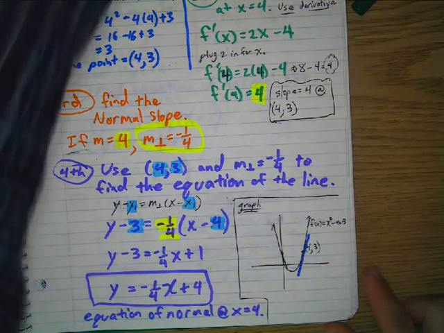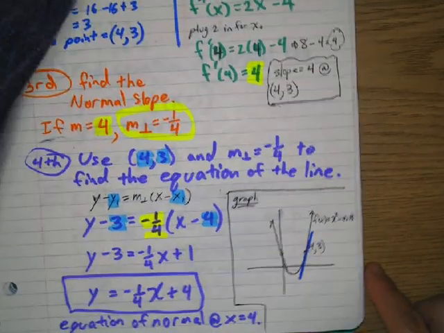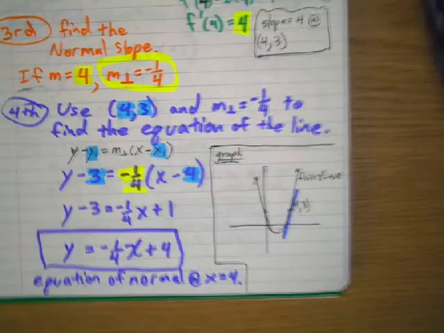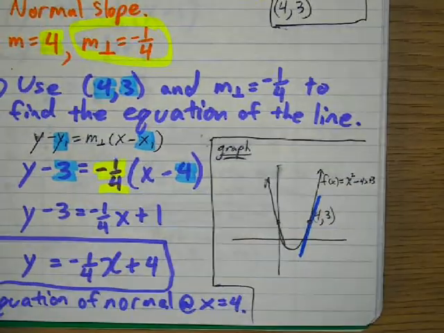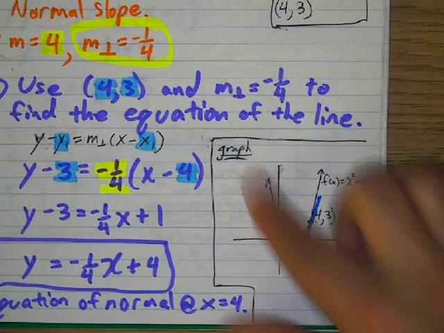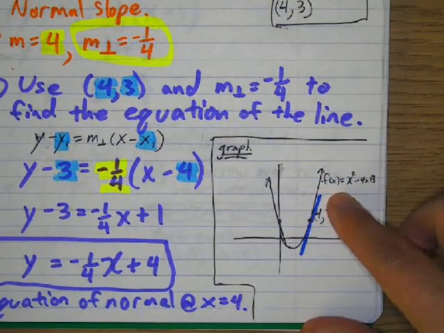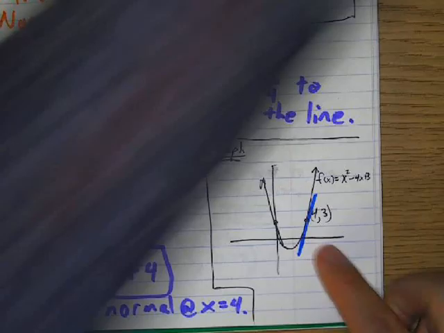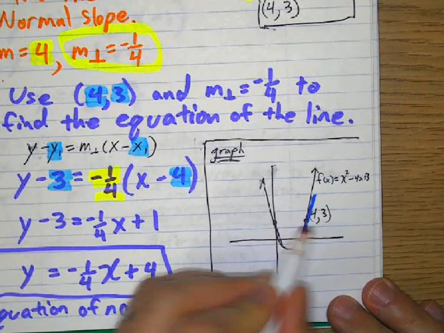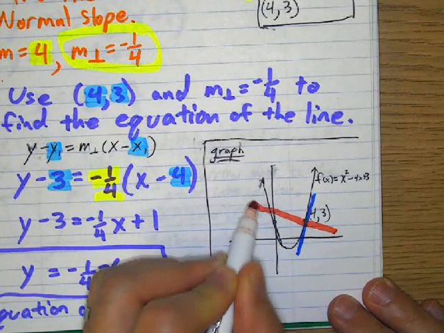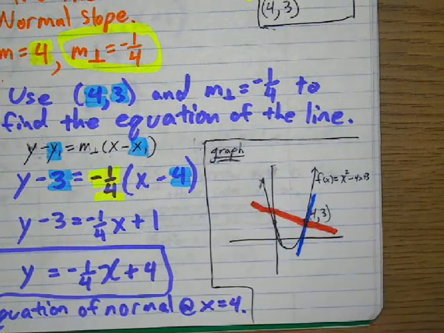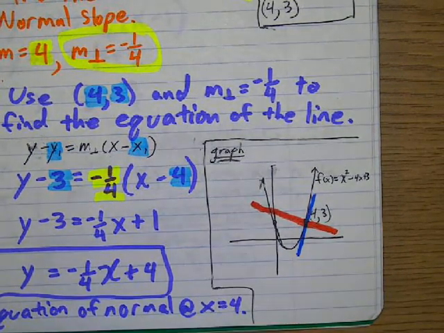So if you were to graph it using your graphing calculator, here's my equation of x squared minus 4x plus 3, and so my normal would be perpendicular, and it would look like this. That would be my normal line. Okay. All right, let's do another example.